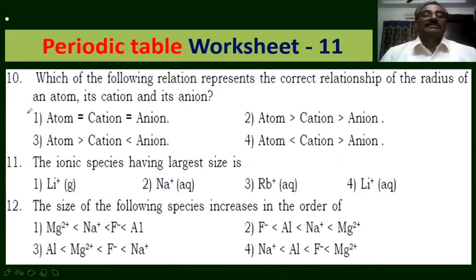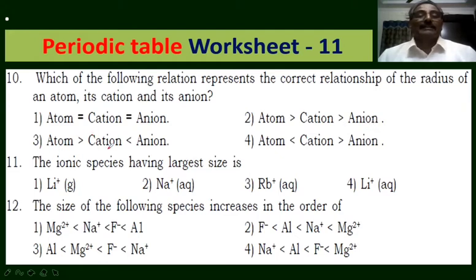Next, 10th question. Which of the following relations represents the correct relationship of the radius of an atom, its cation and anion? You know that the size of the anion is bigger than the neutral atom and the size of the cation is smaller than the neutral atom. So, the size of atom is greater than cation and the size of anion is greater than cation.